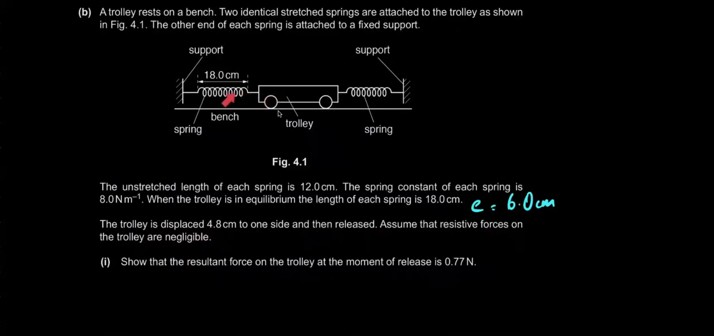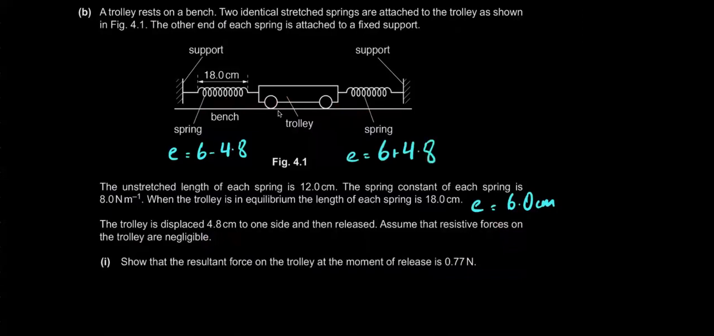So let's say this trolley is going to be displaced to the left. What would happen? So this trolley, which is already extended, right? So this is going to be displaced 4.8 centimeters. So what's going to happen is that initially the extension of both of these are 6 and 6, but when this is going to be displaced 4.8 centimeters to the side, the extension of this spring is going to reduce by 4.8, right? So this extension would be 6 minus 4.8. On the other hand, if we talk about this spring, when this trolley is going to be stretched to the left, this is already extended by 6, and now it's going to extend by an additional 4.8. So this extension of this spring would be 6 plus 4.8 centimeters, right?